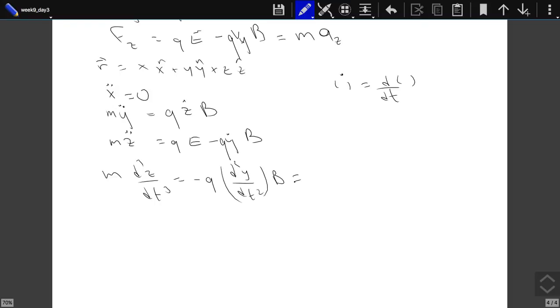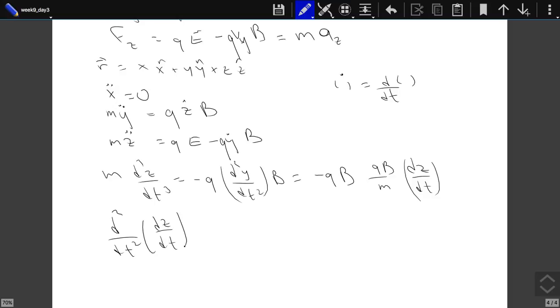Well, the second time derivative of y is nothing but q over m times q b dz by dt. So the third derivative of z, this should be equal to minus q b over m, all of this squared, times dz by dt.